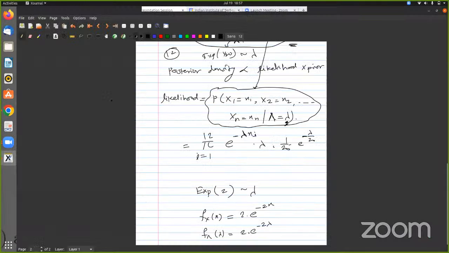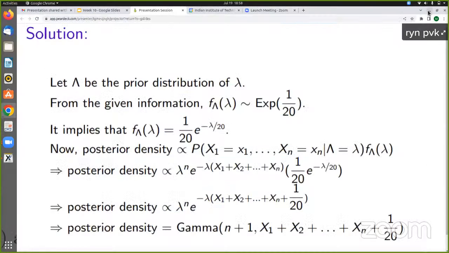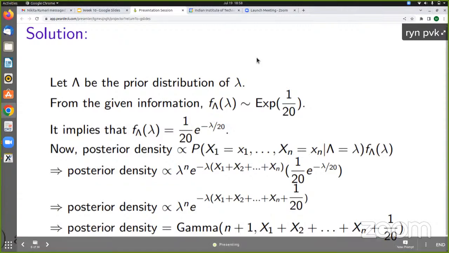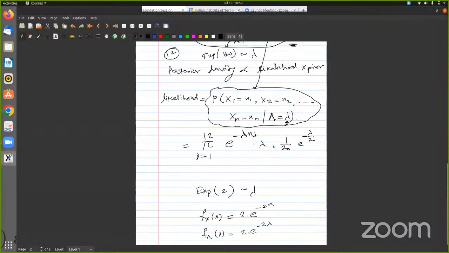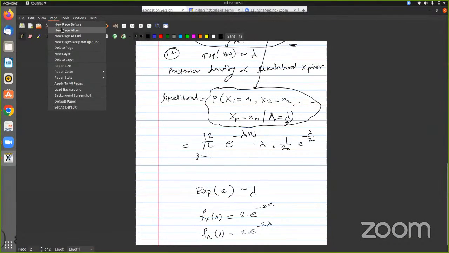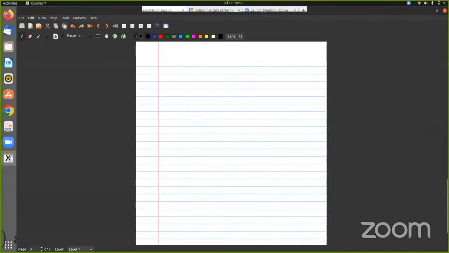I have a question here. Can you go back to the previous thing where you were showing? Here we have mentioned it as lambda power n e power minus lambda x. Next, for the prior we are calling lambda as 1 by 20, and still we are writing another lambda at the top. No, that is what I explained here, right? I'll explain it once more. That is the likelihood into f of x.